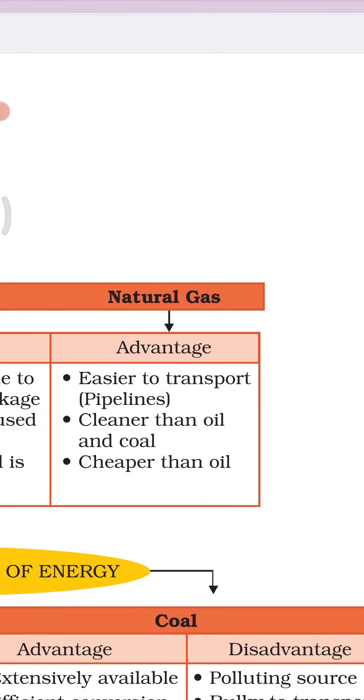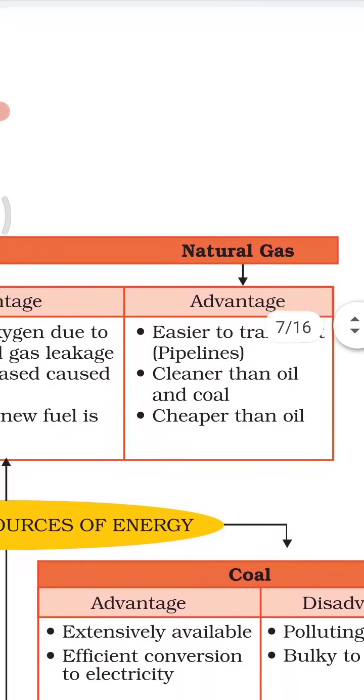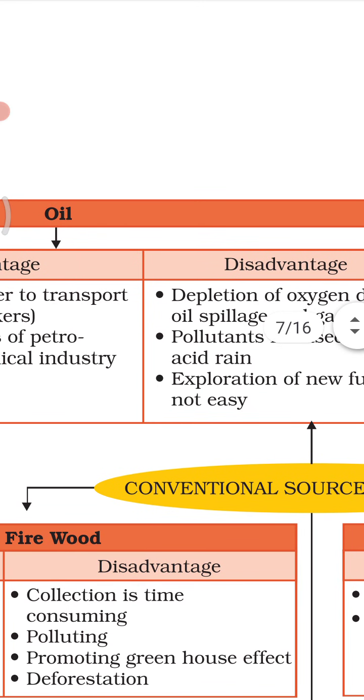Then natural gas advantages: again easier to transport through pipelines, cleaner than oil and coal because there is less pollution or no pollution, cheaper than oil. About CNG also, you people know that it is cheaper than oil.